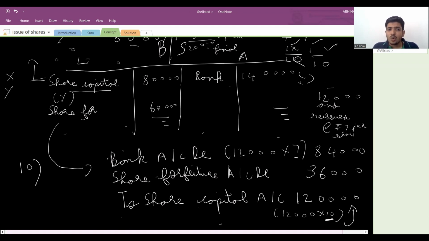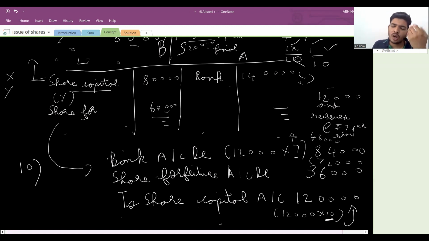Another question I get, what if the company issues it at 4 rupees? He would issue it at 4 rupees. He pays only 48,000. But the loss will be 1,20,000 minus 48,000. The loss is 72,000 rupees, which is more than the 60,000.